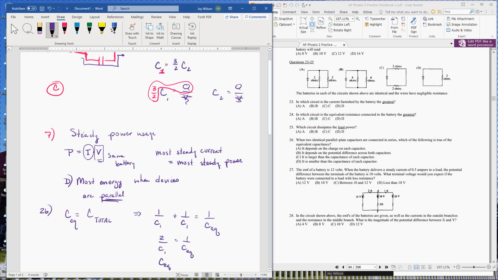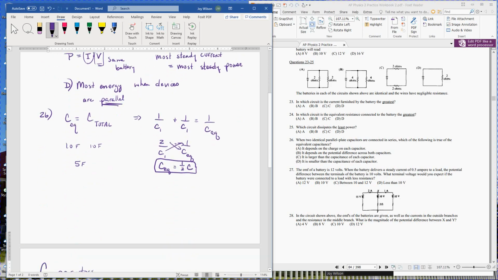So in this case, the total capacitance acts like 1/2 of the original. So since there are two in series, when you add them together, you get 2 on top. So when you flip them over, or when you cross multiply, you end up with half the original capacitance. So if you had a 10 farad connected in series to a 10 farad, you would actually act like a 5 farad capacitor. Okay.